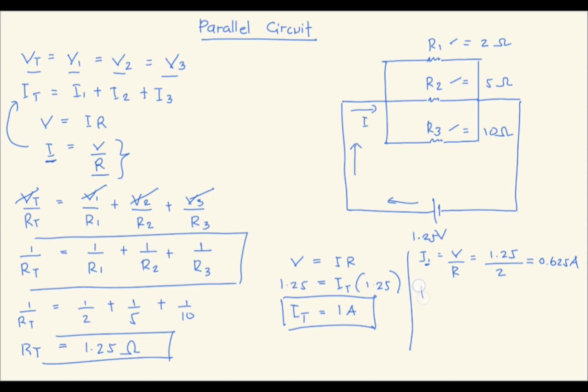For I2, we have 1.25 divided by 5. This is equal to 0.25 amperes. The current passing through component 3 is 1.25 divided by 10. This is equal to 0.125 ampere. Okay.